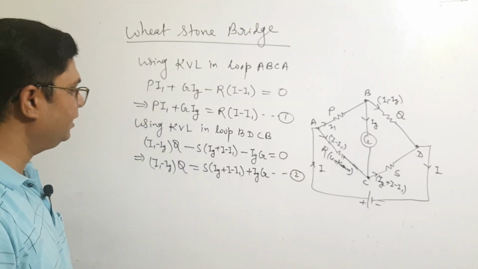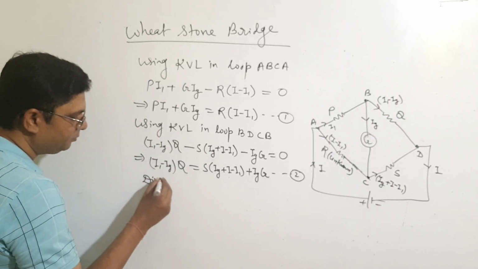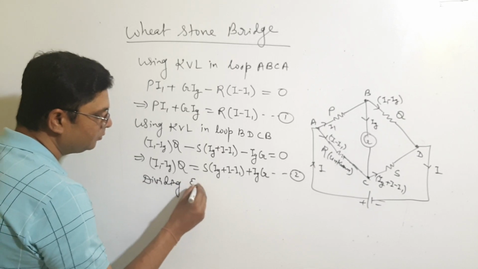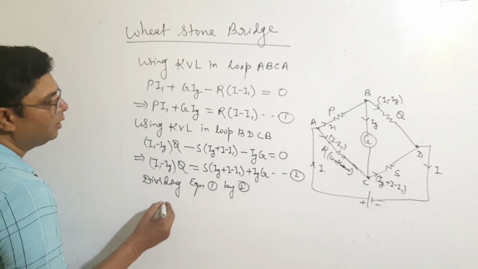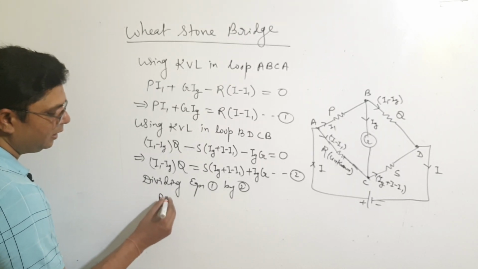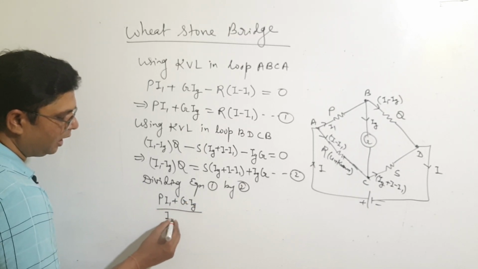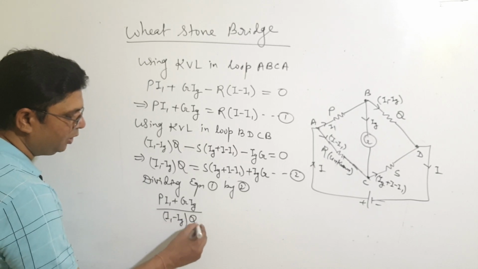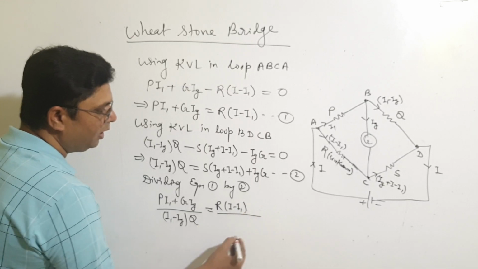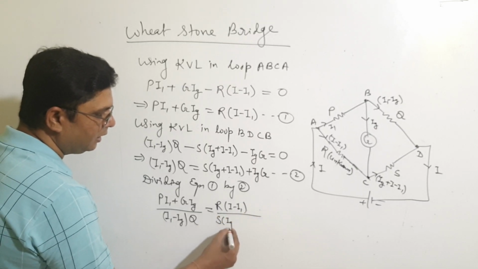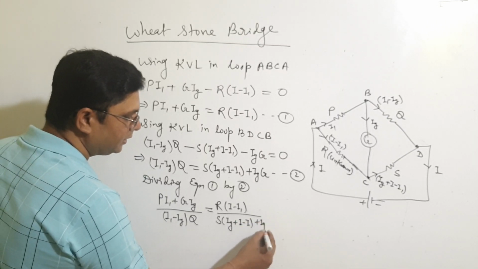Now you have to divide these two equations. Dividing equation 1 by 2, you get (P I1 plus G Ig) upon (I1 minus Ig) into Q equals R (I minus I1) whole divided by S (Ig plus I minus I1) plus Ig into G.